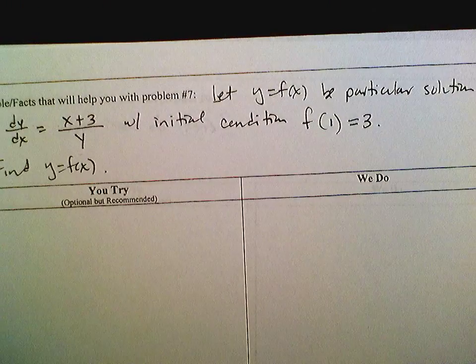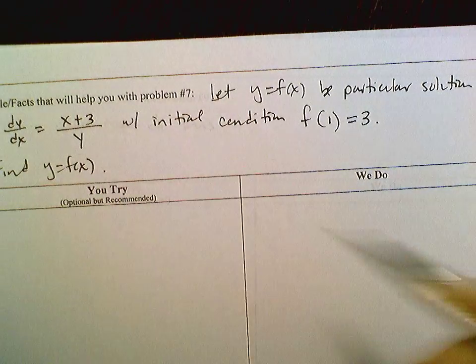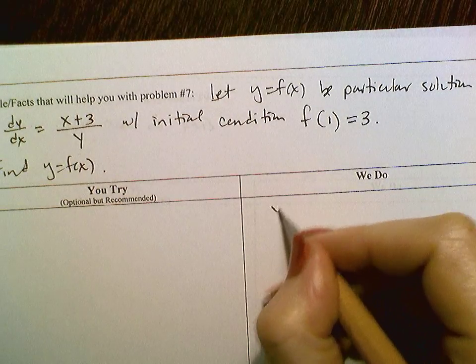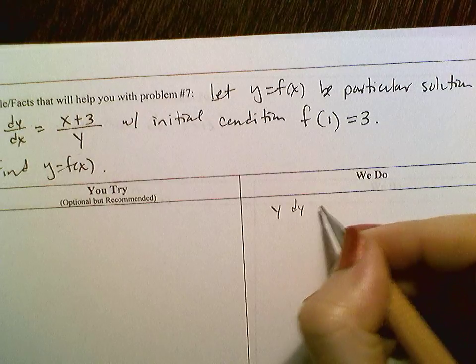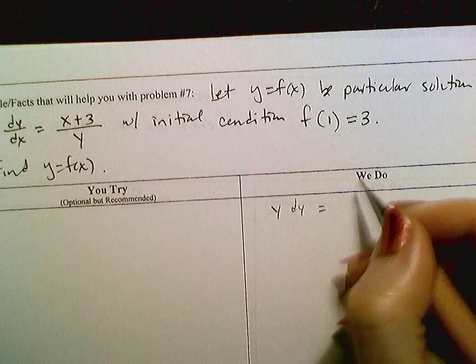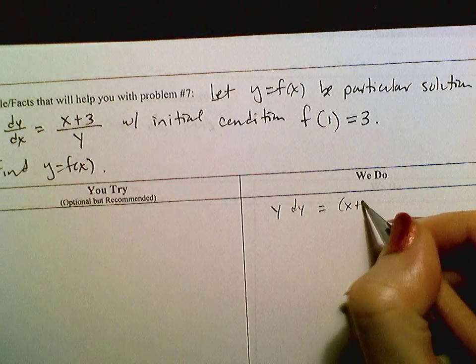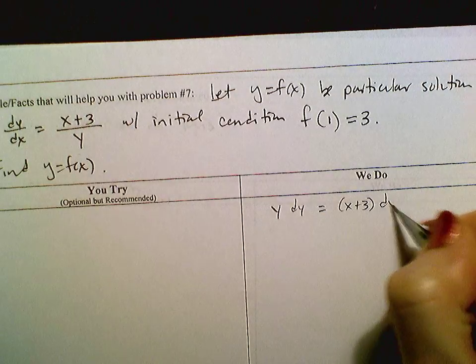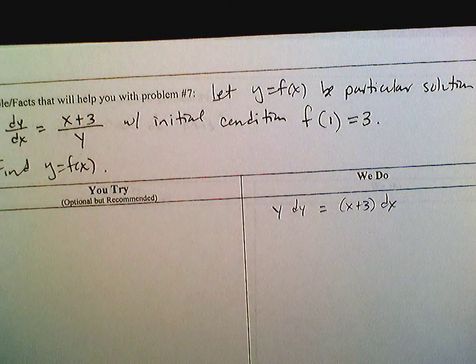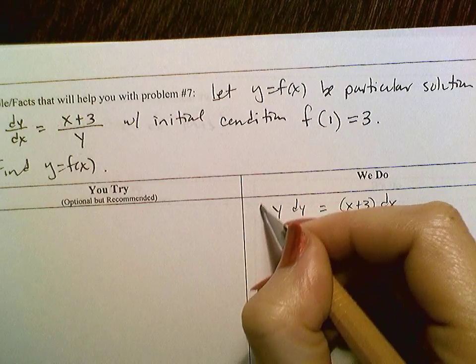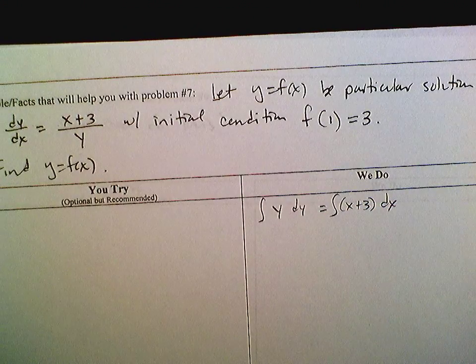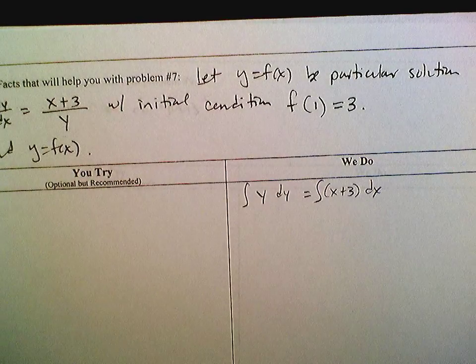Okay, so the first thing you do is you separate the variables. So I'm basically cross multiplying. So we've got y dy equals x plus 3 dx. Then you take the antiderivative. It's important that you have these integral signs. I don't think they'll give you full credit for notation if you don't.